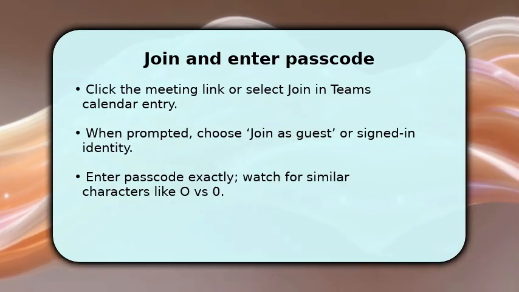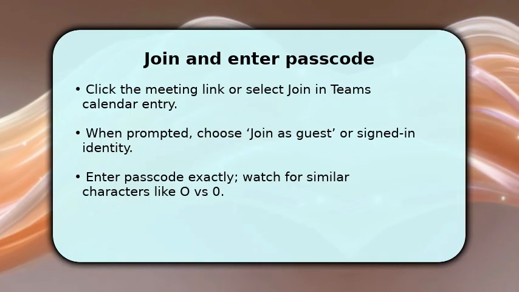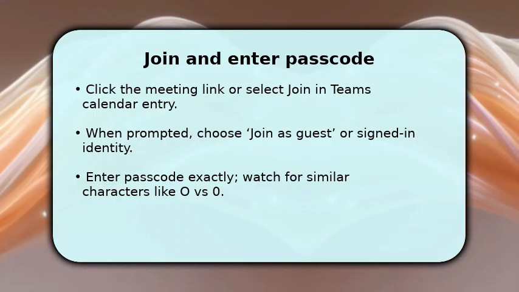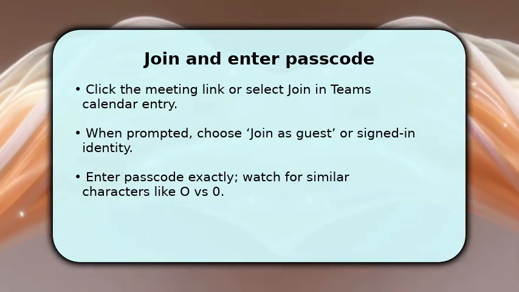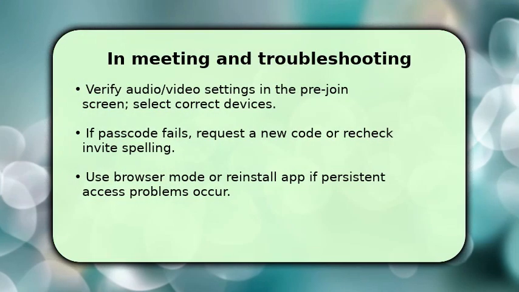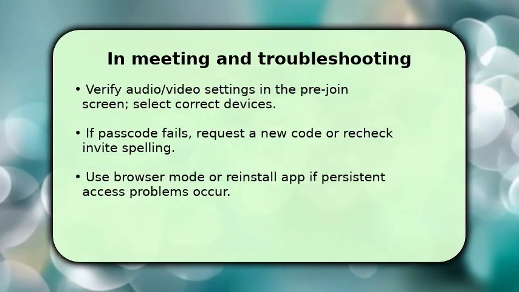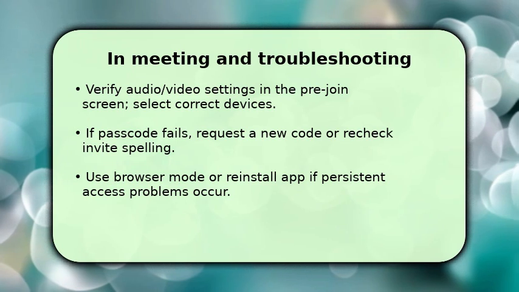The lobby may appear. If you land in the lobby, wait for the organizer to admit you. Keep your camera and mic off until you're admitted to control privacy and background noise. You're in. Now confirm speaker and mic by speaking briefly. Use the device settings menu to swap hardware if audio is wrong.